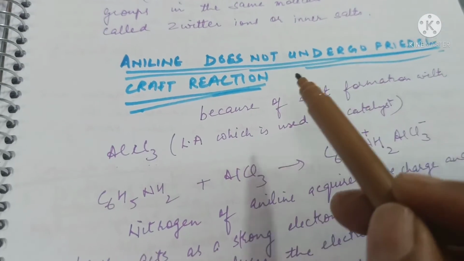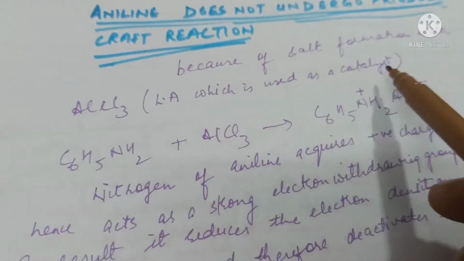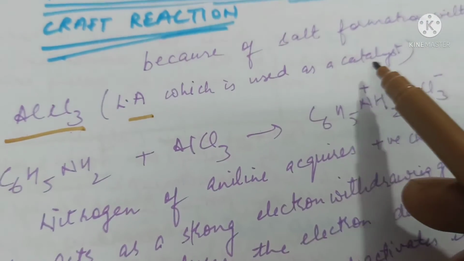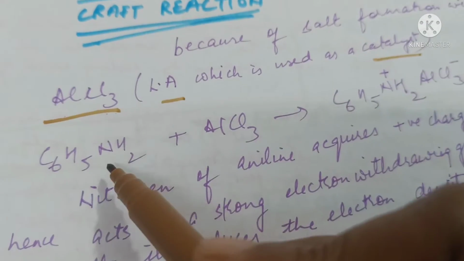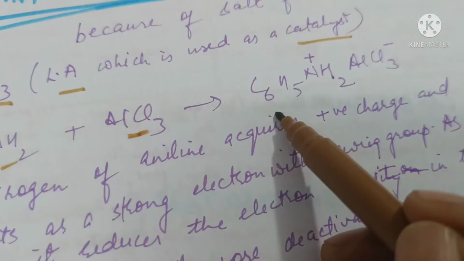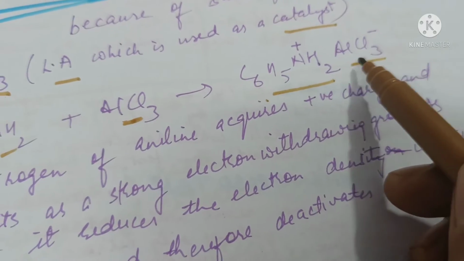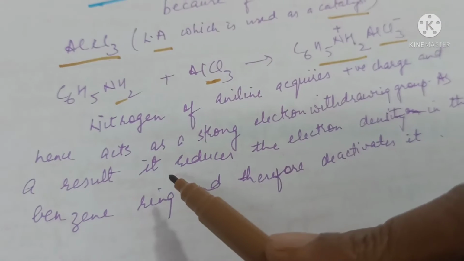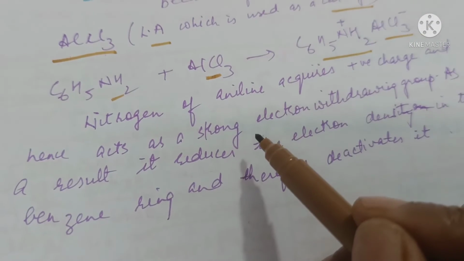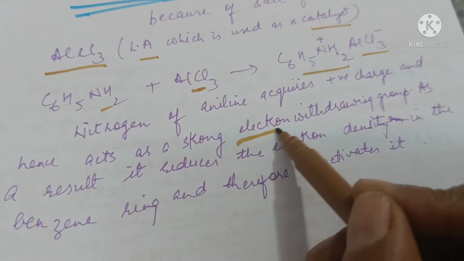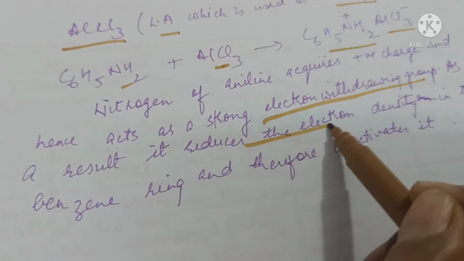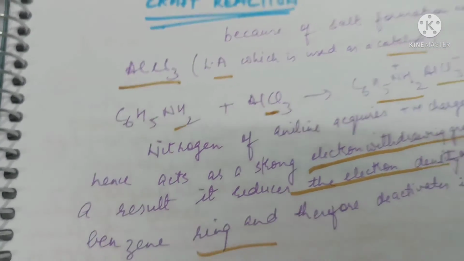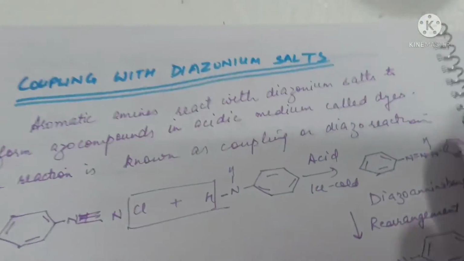Aniline does not undergo Friedel-Crafts reaction because of salt formation with aluminium chloride, the Lewis acid, which was used as a catalyst. So aniline will react with this to form a salt with aluminium chloride, where there is a positive charge on the nitrogen atom. So it acts as a strong electron withdrawing group. As a result, it reduces the electron density on the benzene ring and deactivates the ring.